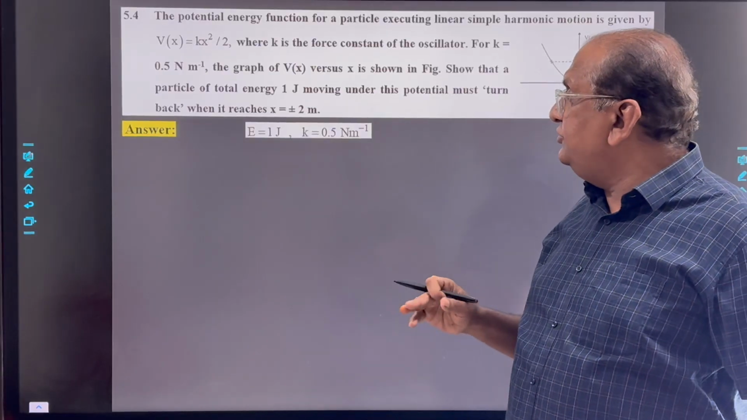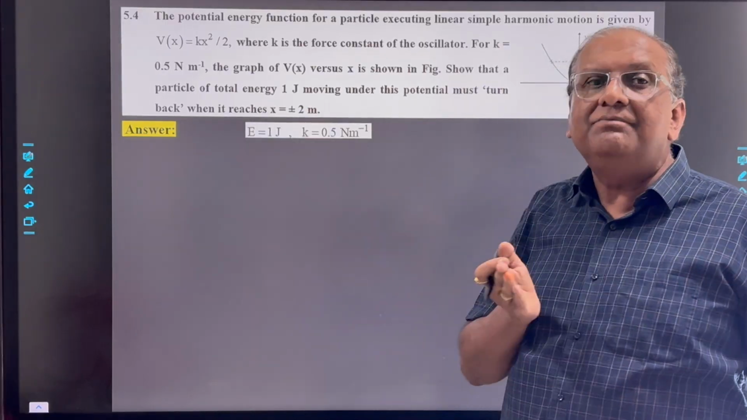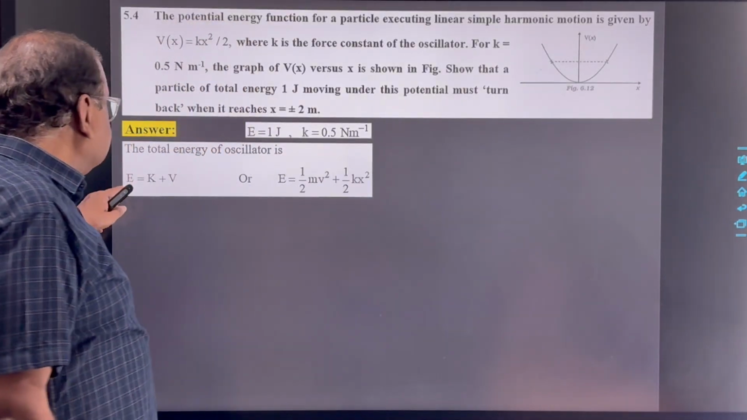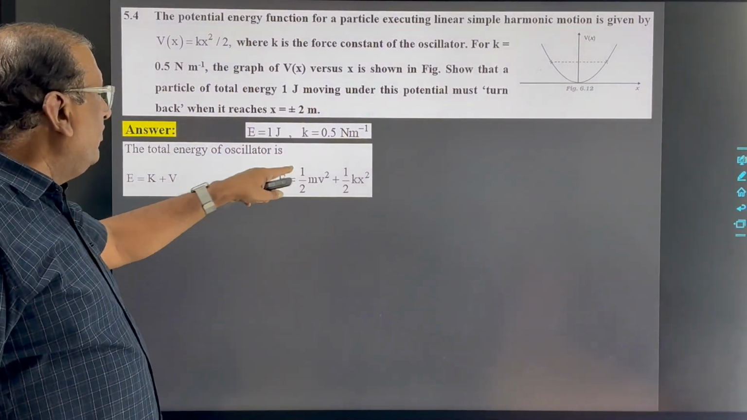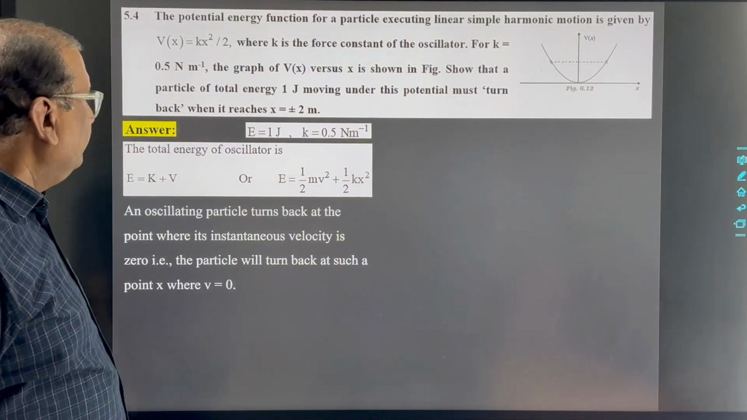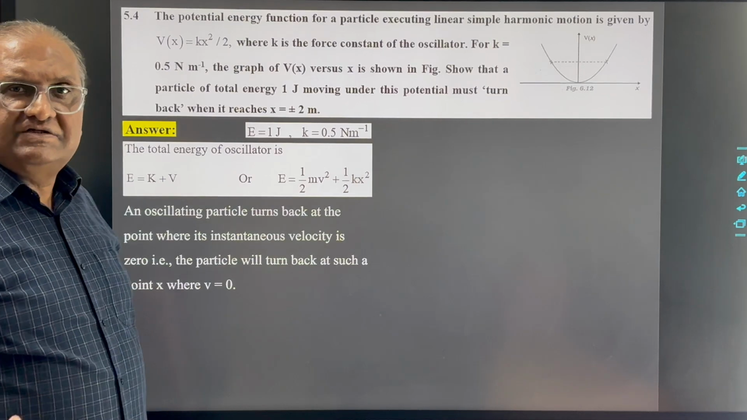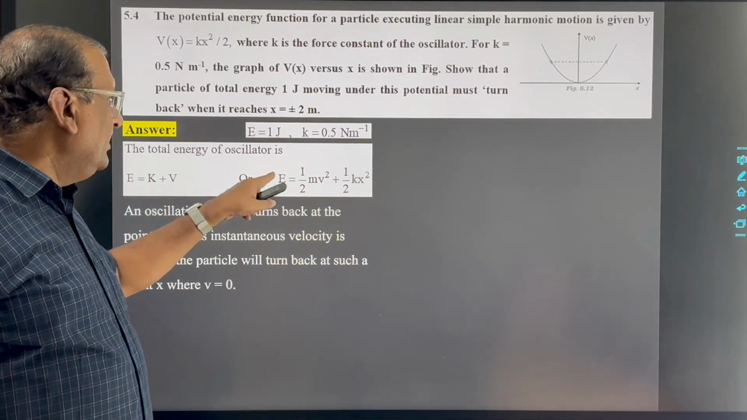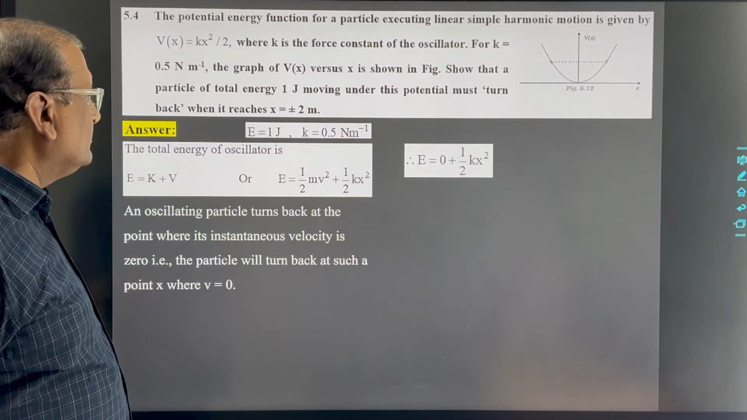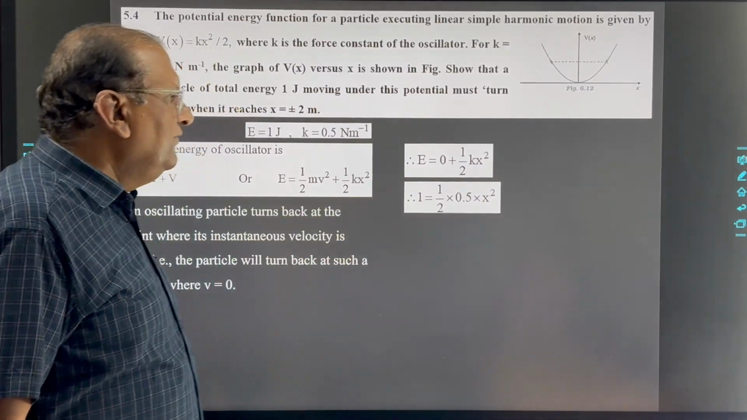right? And the extreme position is the position from where it comes back. Okay? So here total energy E equals K plus V, so E equals half mv square plus half kx square. At the extreme position, its velocity is zero and the particle turns back. When you substitute v equal to 0, then E equals half kx square. Okay? So E is 1 half k, 0.5 into x square.